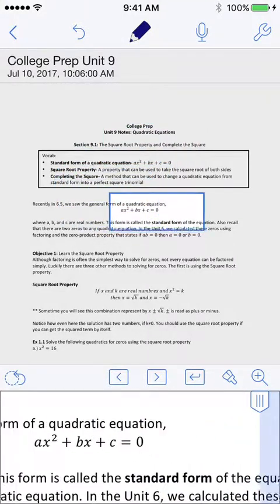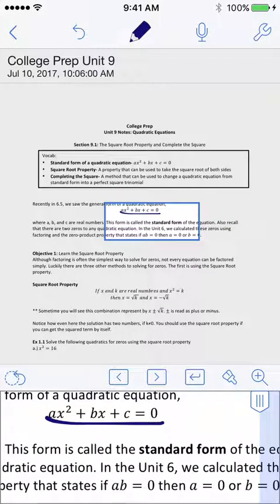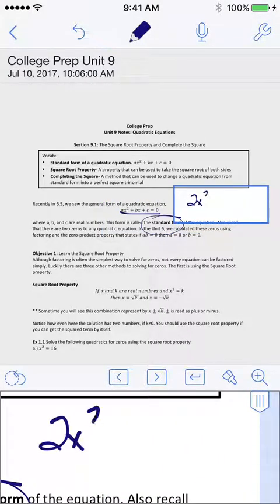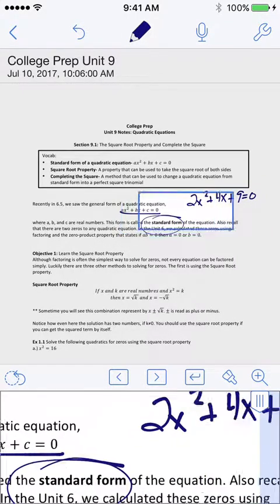So let's start with reminding ourselves what a quadratic equation looks like. A quadratic equation starts with ax squared plus bx plus c equals 0, right? This is our standard form of the equation, where a, b, and c are just numbers, so you might see something like 2x squared plus 4x plus 9 equals 0. That's a very classic quadratic equation. That's written in our standard form.